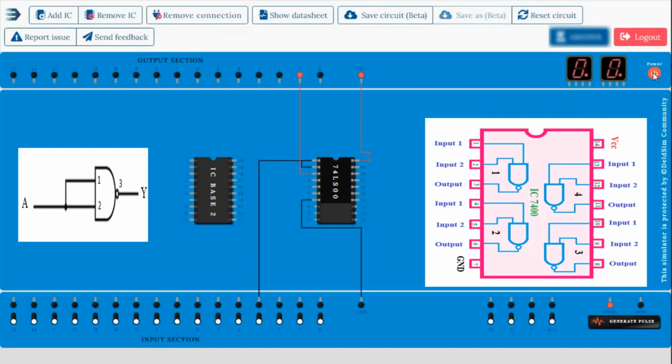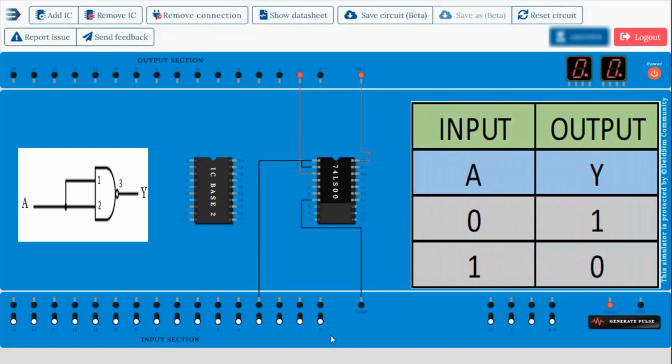Power on the simulator, and we have to verify the truth table of NOT gate. In the first case, input is 0, output is 1. Now change the input to 1 and the output is 0. So the truth table of NOT gate is verified.